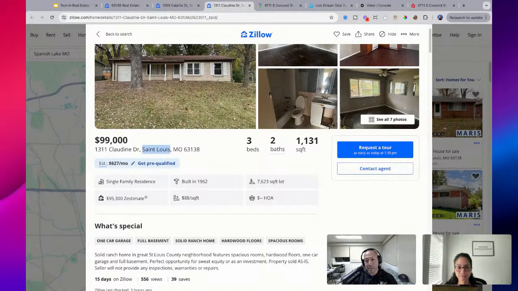But this is also when your agent might want to reach out and say, hey, it's been sitting there for this amount of time, and get a feel for what position the seller is in. Are they trying to move? Are they trying to relocate? Are they trying to move up into a bigger property? What's the situation? That's all information you'll want to understand, so that you can determine how motivated this seller might be to move this property.